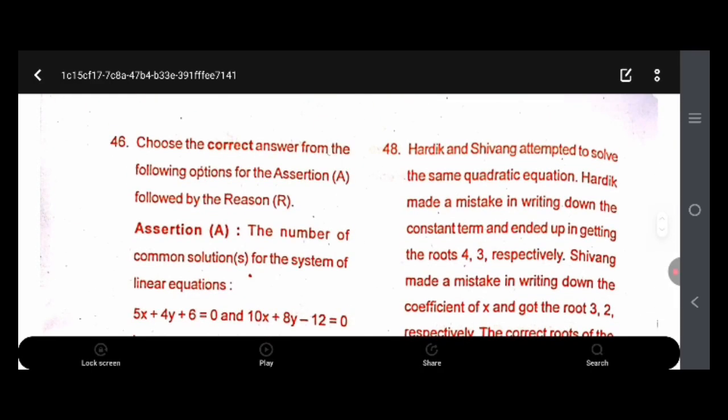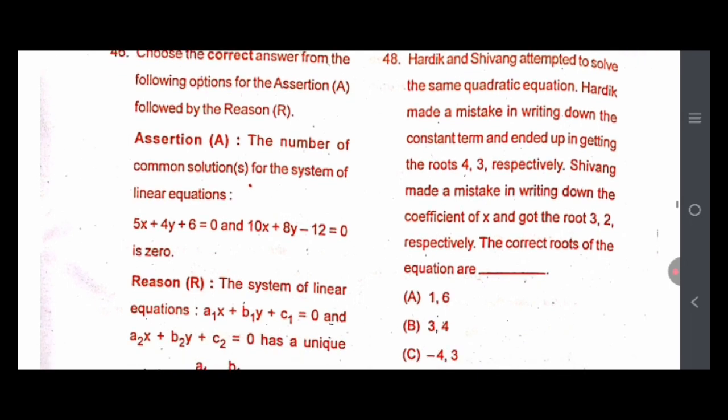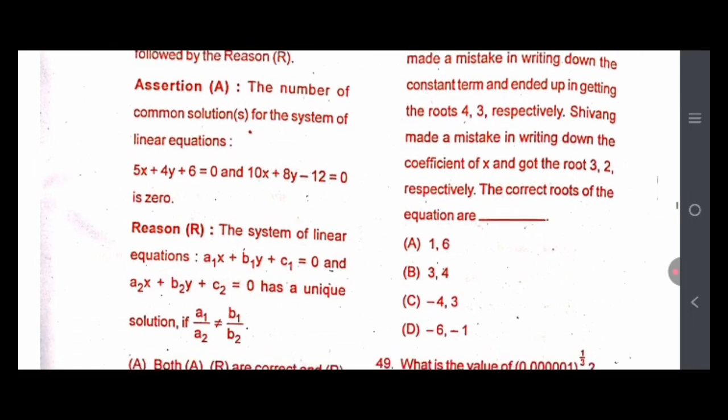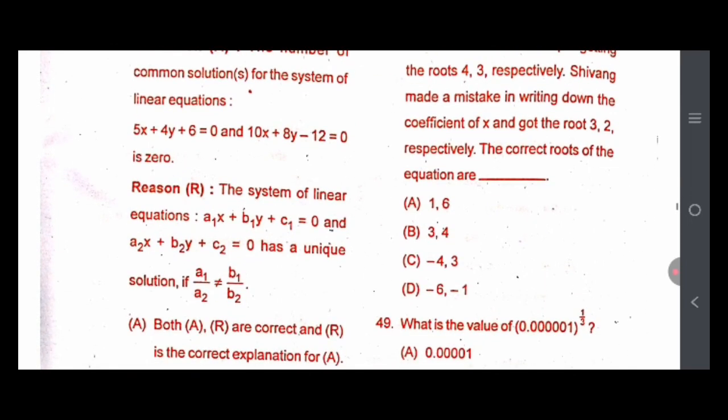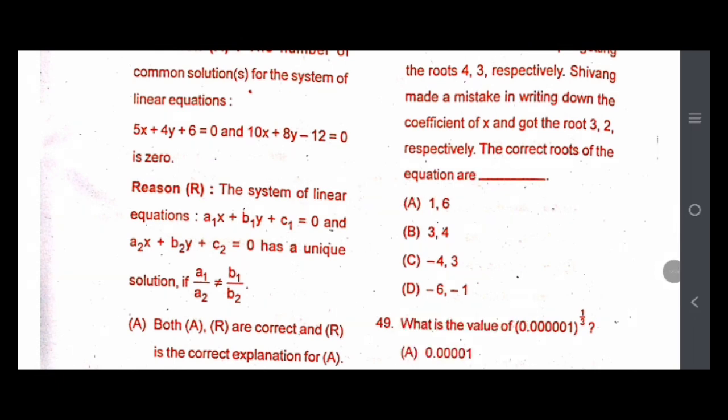Question number 48. Hardik and Shivang attempted to solve the same quadratic equation. Hardik made a mistake in writing down the constant term and ended up getting the roots 4 and 3 respectively. Shivang made a mistake in writing down the coefficient of x and got the roots 3 and 2 respectively. The correct roots of the equation are option A, 1 and 6.